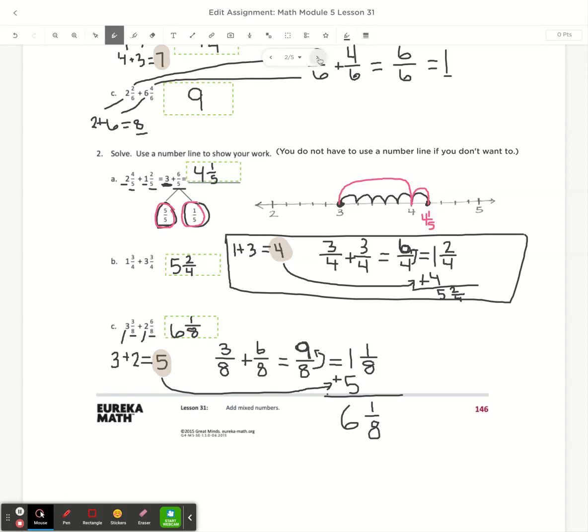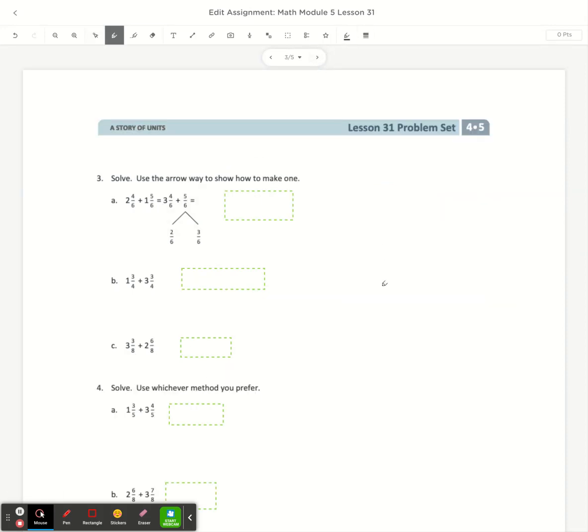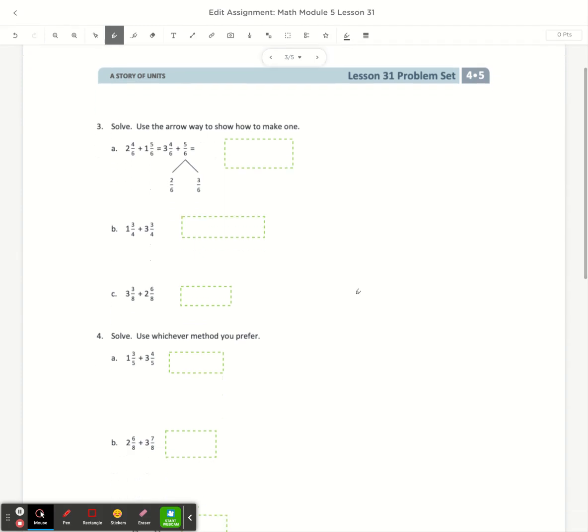And let's keep on going. So slide 3, we're just going to keep on doing the same thing. We're just going to solve using whatever method works for us. So let's look at number 3, part A. We have 2 and 4/6 plus 1 and 5/6. So they started out by adding the whole numbers together, which is where they get that 3 from. And then we still have to add the fractions of 4/6 plus 5/6.